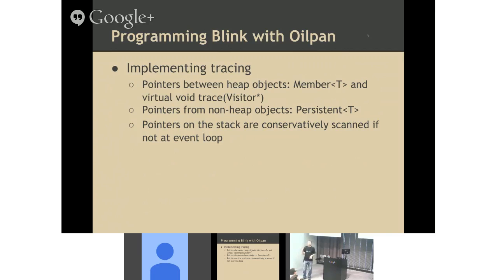So, pointers between objects. We have a special pointer type called member. And then you need to implement a little visitor pattern in your object. The rule here is that for strong pointers to other objects, you need to use the member pointer type, and then you need to trace it in your trace method. Okay? So let's have a look at that.